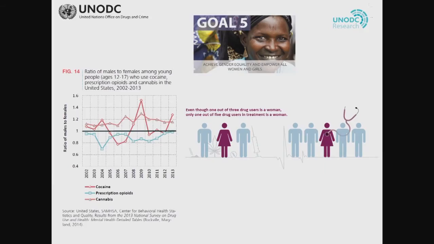Very important, if we really want to look at the impact of drugs on development, is to look at the gender dimension. And this is where we have global information that we can give you. We know that 1 out of 3 drug users is a woman, but only 1 out of 5 people in treatment is a woman. So that shows the stigmatization in terms of access to treatment of women.